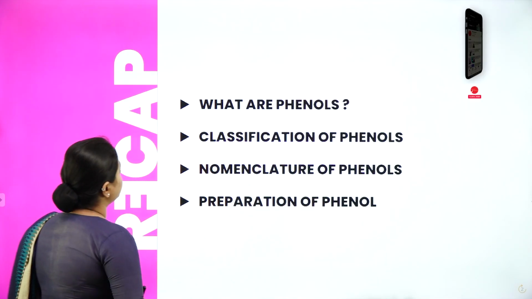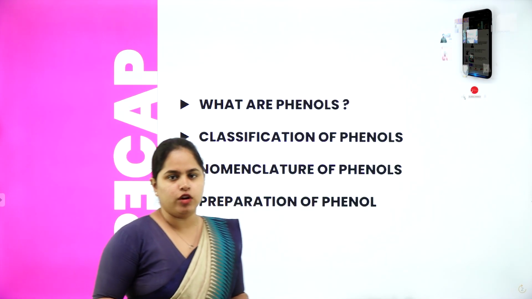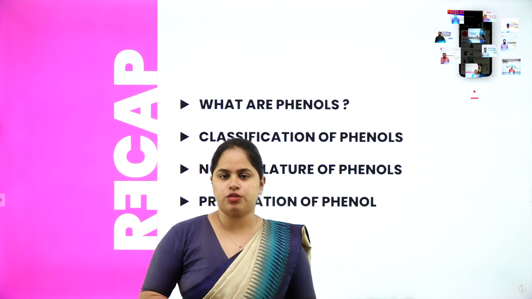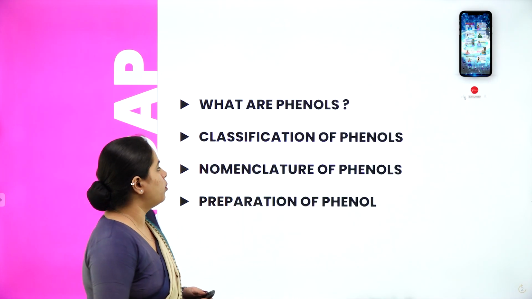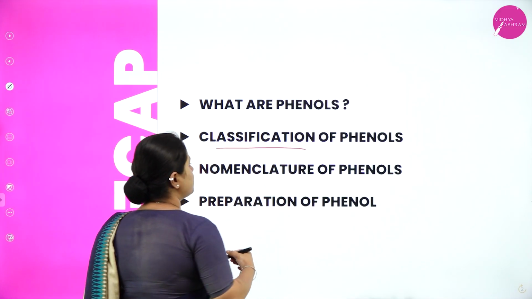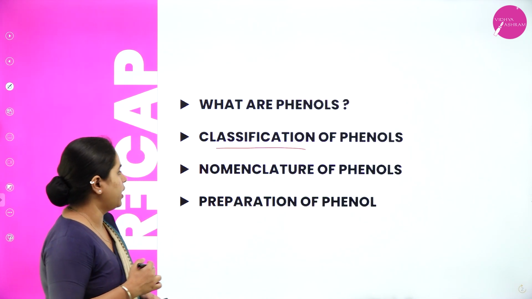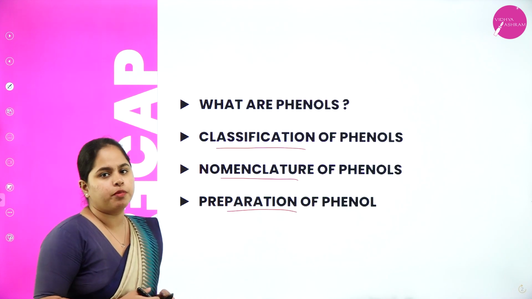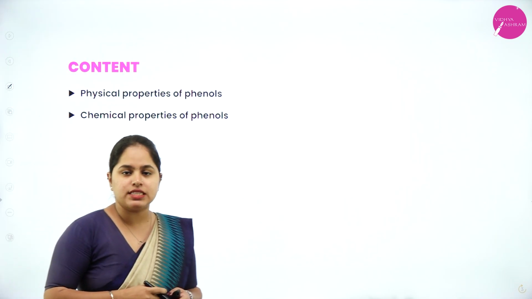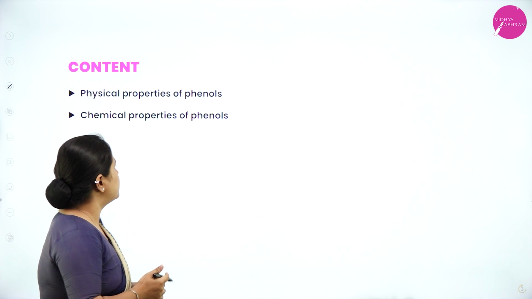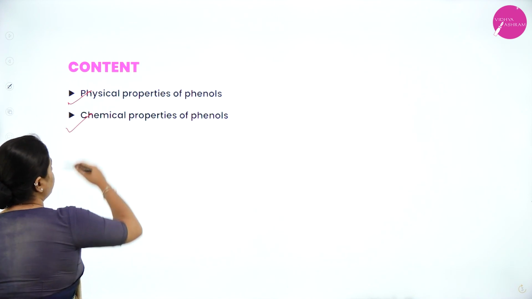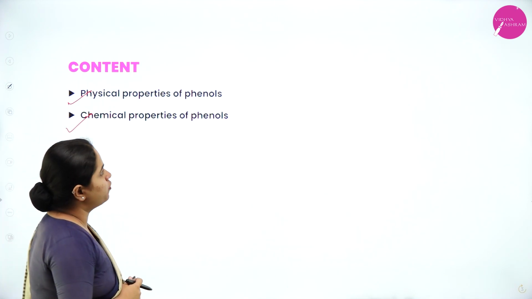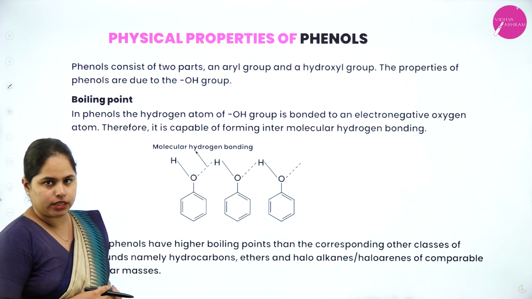So in the last session we discussed what phenols are, right? We began with the introduction of phenols and then studied the classification of phenols, which was quite similar to that of alcohols, as well as the nomenclature of phenols and the different methods of preparation of phenol. So in today's session, we are going to discuss the physical properties and chemical properties of phenols. First, let us begin with the physical properties of phenols.